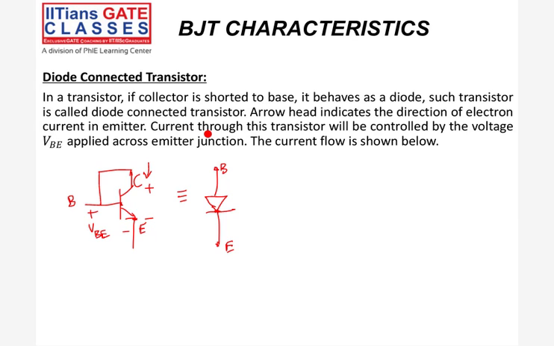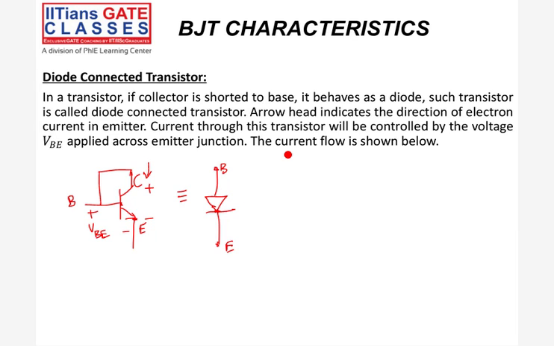Current through this transistor will be controlled by the voltage VBE applied across the emitter junction. Across this junction, whatever voltage we apply will control the current through this. So this is nothing but the emitter junction we have here. The current flow is shown in this diagram. You can see. That is, I think, clear.